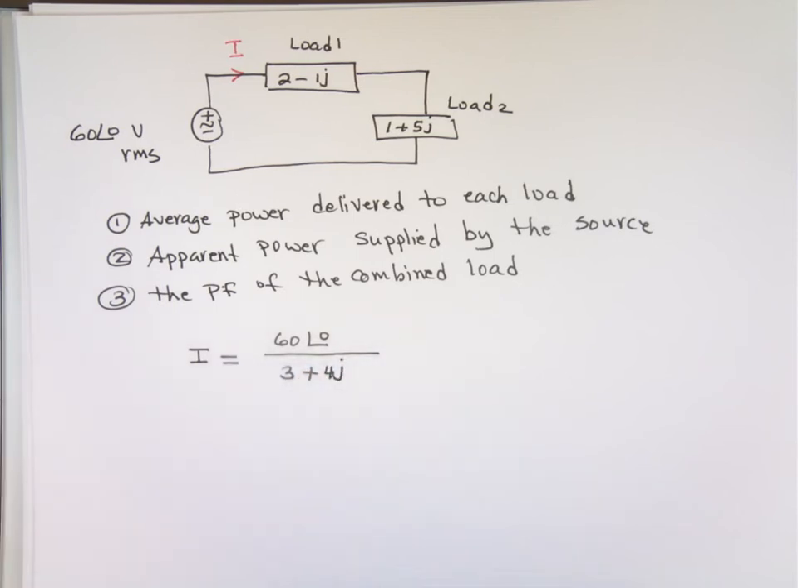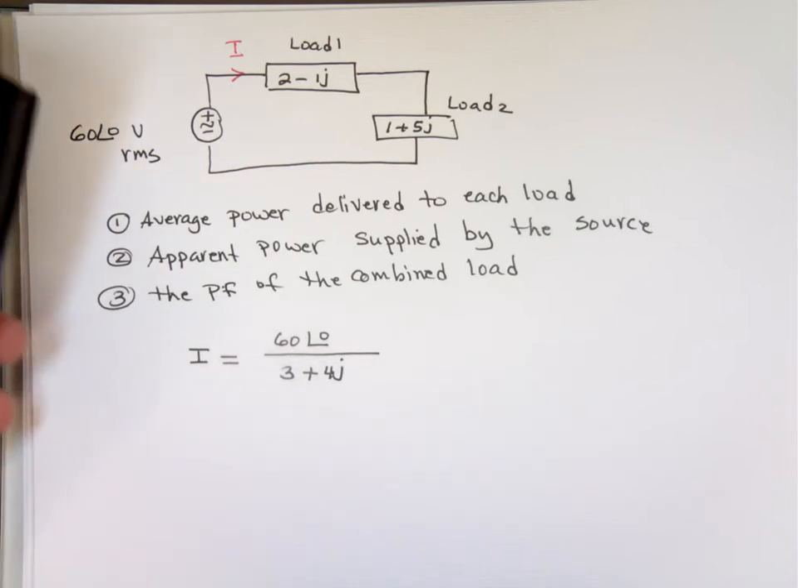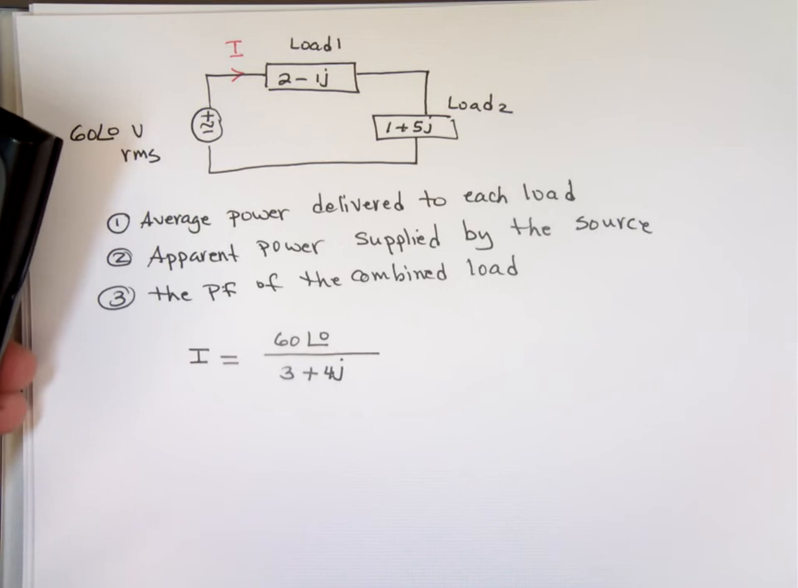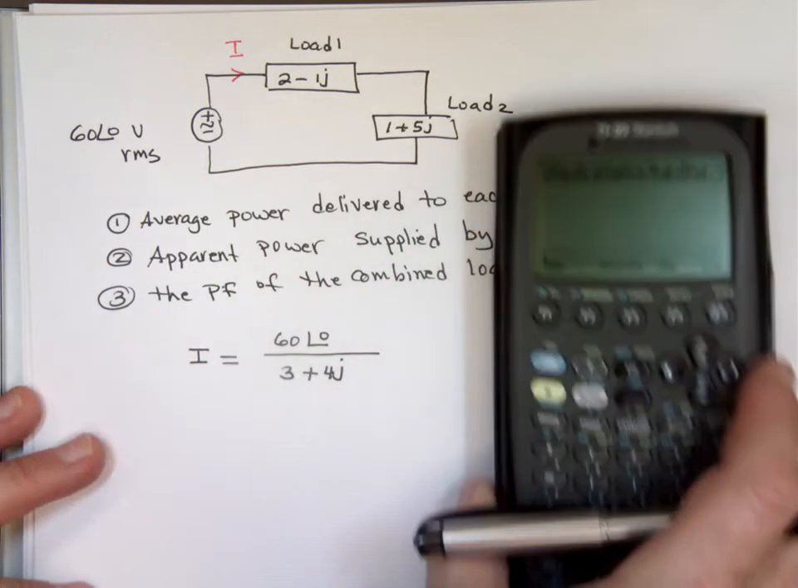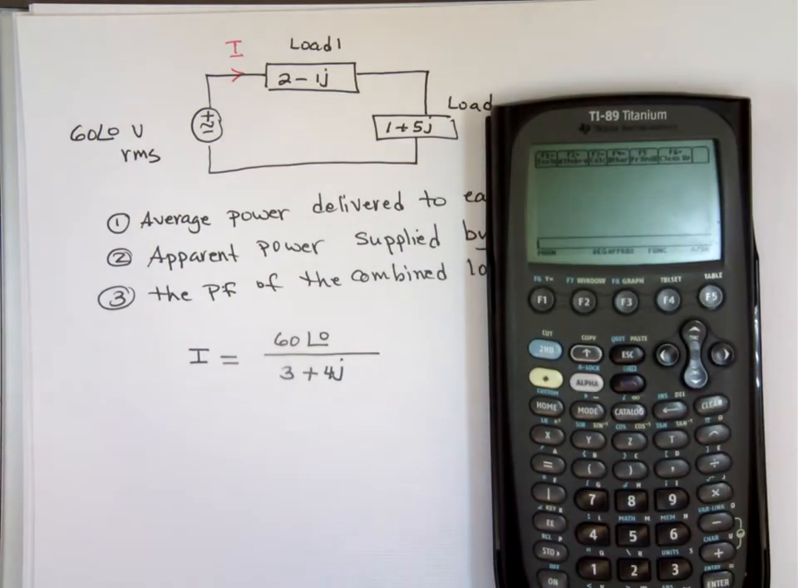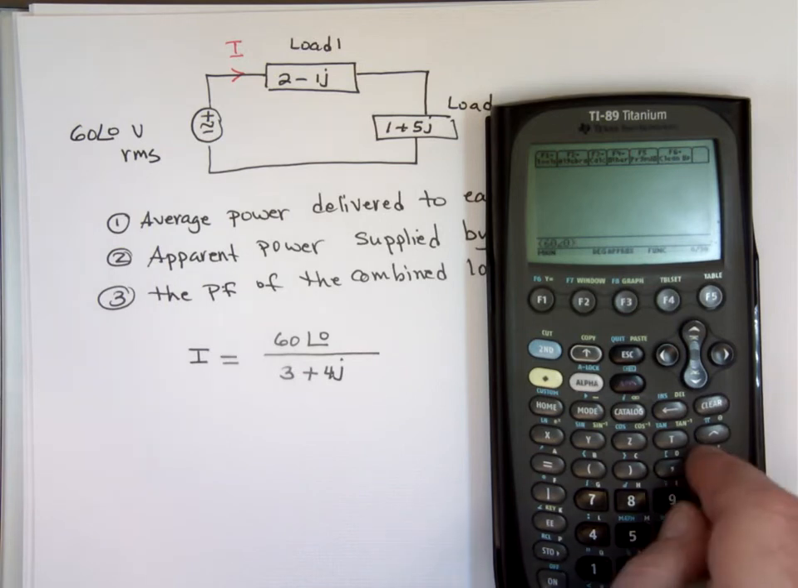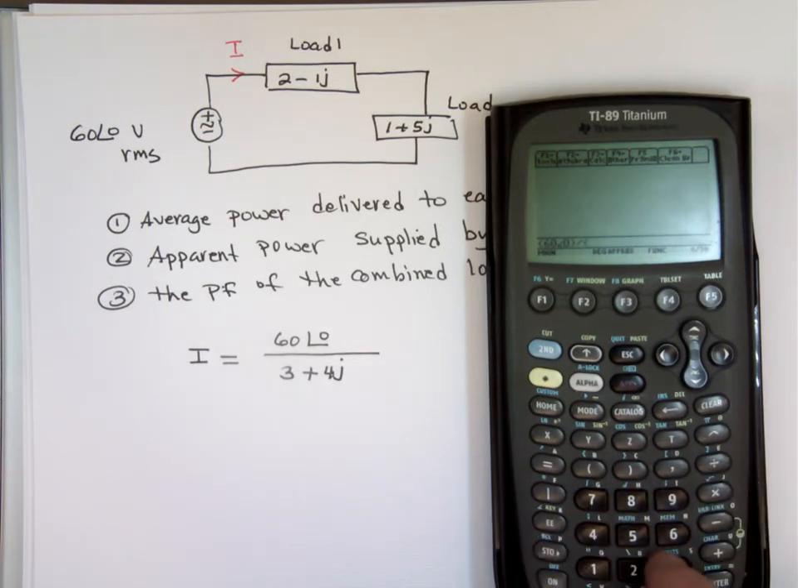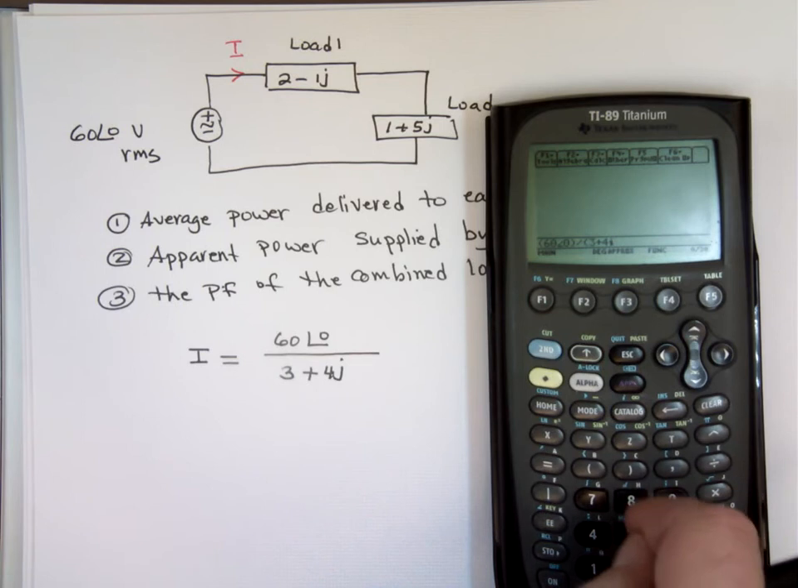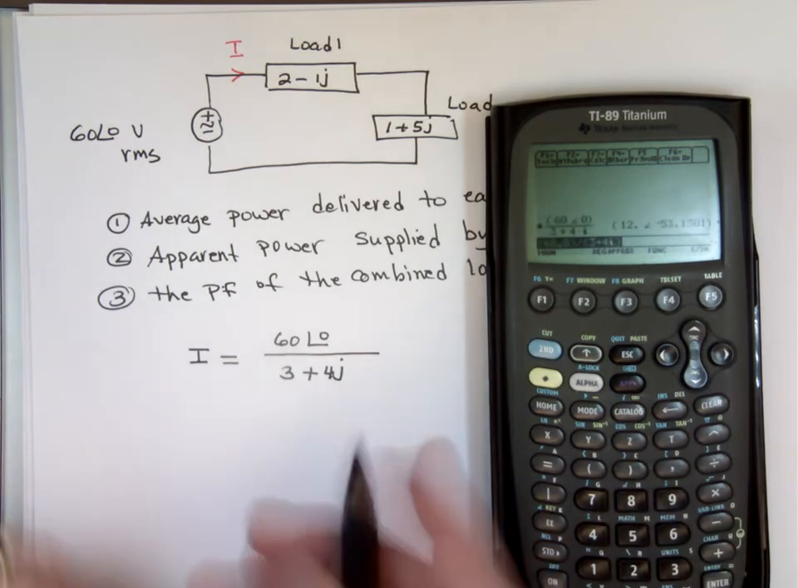So here's my calculator, my TI-89, and I'll put it on the screen. Sometimes people ask, can you show us how you do this on the calculator too? So I'm going to divide these. My calculator is set up in polar mode. The first number is 60 angle 0, divided by parentheses 3 plus 4j, equals, and it says 12 angle negative 53.